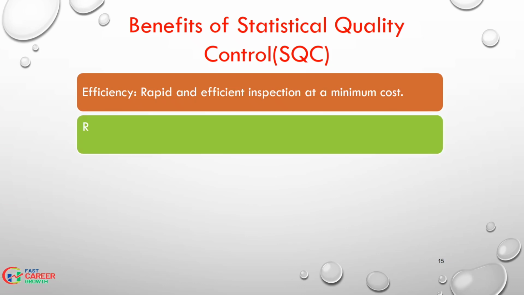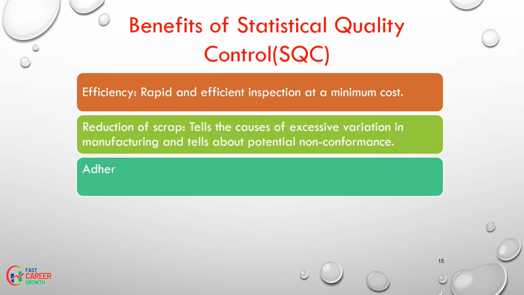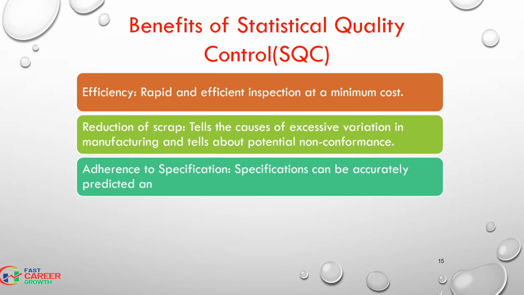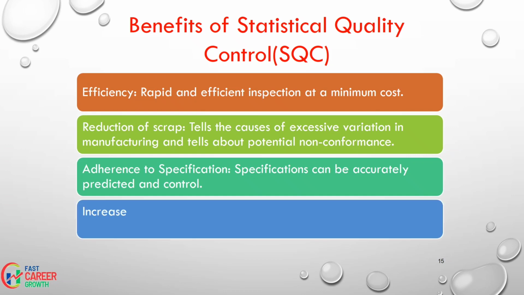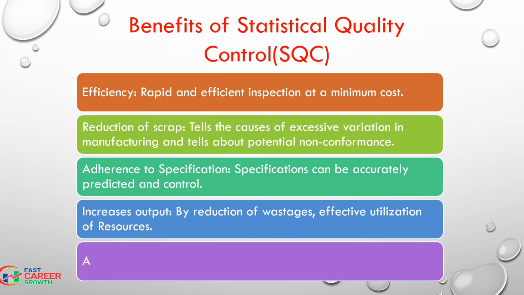Reduction of scrap. SPC tells the causes of excessive variation in manufacturing and tells about potential non-conformance. Adherence to specification. Due to SPC, specifications can be accurately predicted and controlled. Increases output. Due to SPC, reduction in wastages and effective utilization of resources are possible. Awareness. It creates awareness in the organization.